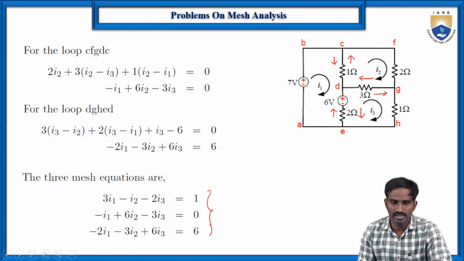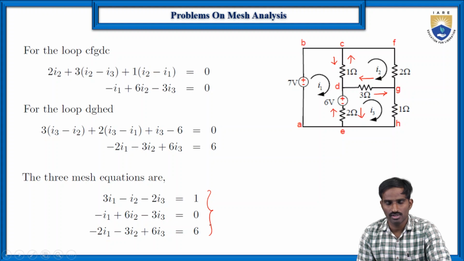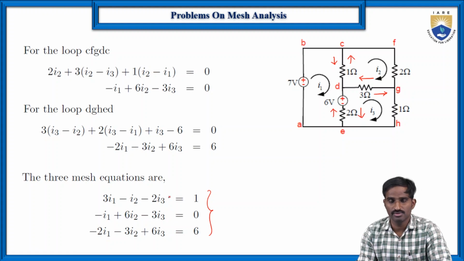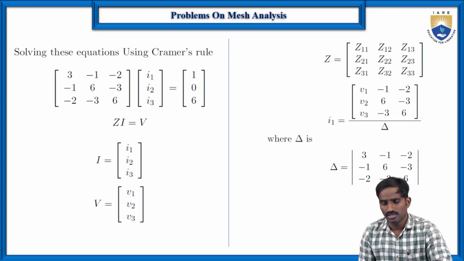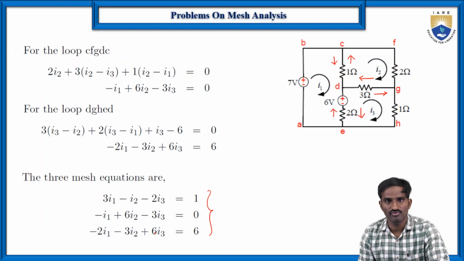Right. So there are various ways to solve these 3 equations. So here one simple method I am going to explain. That is in matrix, the Cramer's rule. So by using this Cramer's rule, we can find the value of I1, I2 and I3. So further, first let us write these equations in the form of matrix.